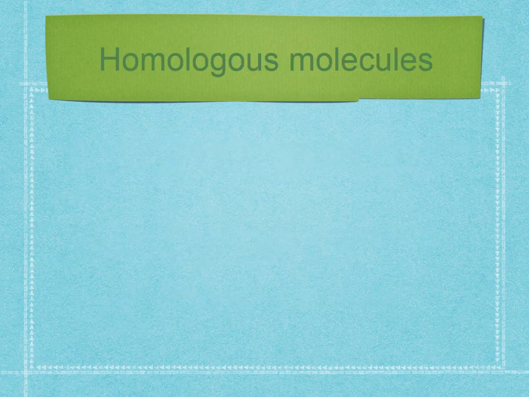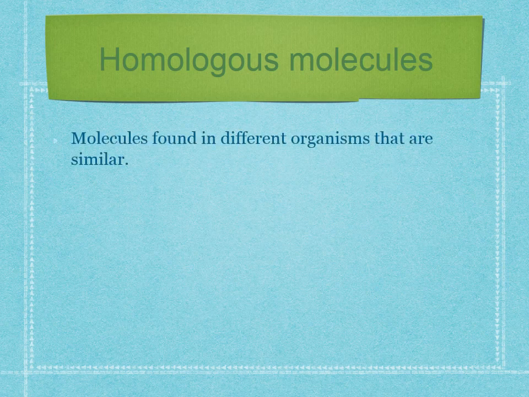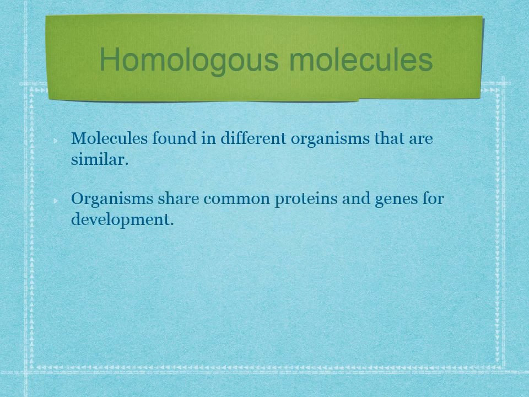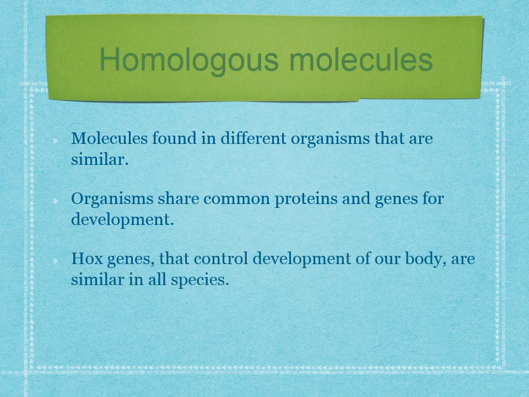Another thing we can look at are homologous molecules. These are molecules that are found in different organisms that are similar. Organisms are going to share similar or common proteins and genes for development, because we might all need to break down, for example, glucose in our body. So we're going to have common proteins and genes that are used to break down glucose.